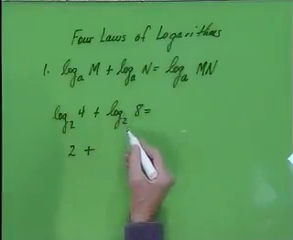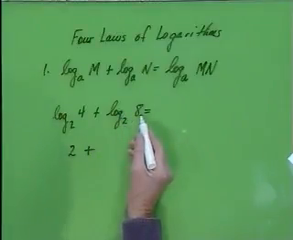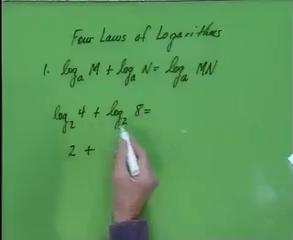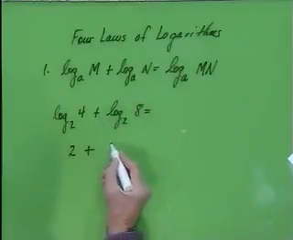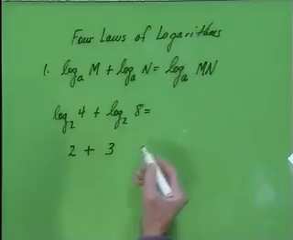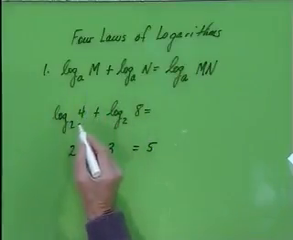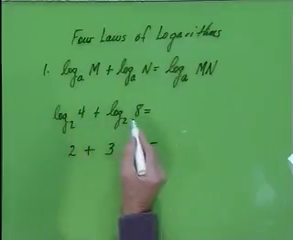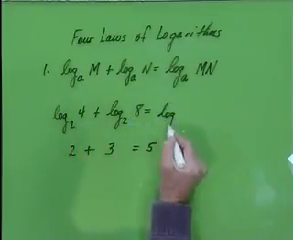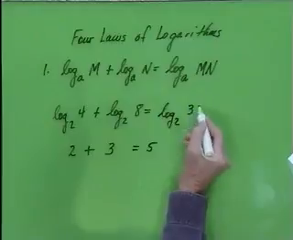And what exponent would you put on base 2 to get 8? 3. So this logarithm, or this exponent now, is 3. So we should get 5. Well, you see, if I use law number 1, the log base 2 of 4 plus the log base 2 of 8 is the log base 2 of the product, 32.